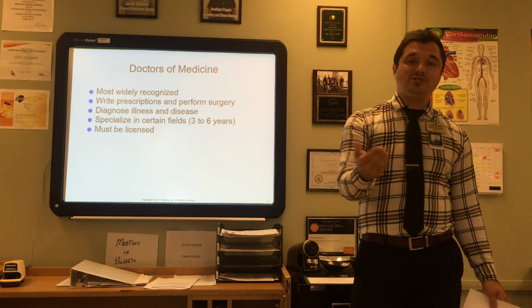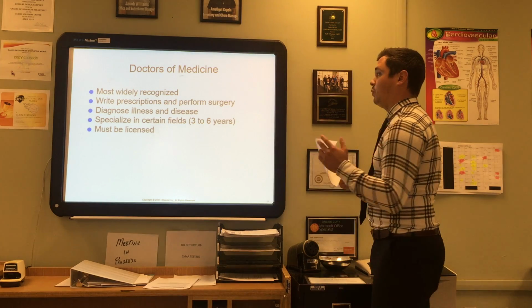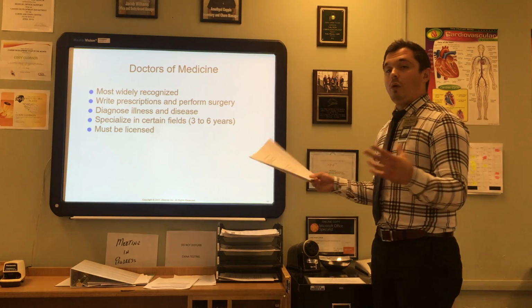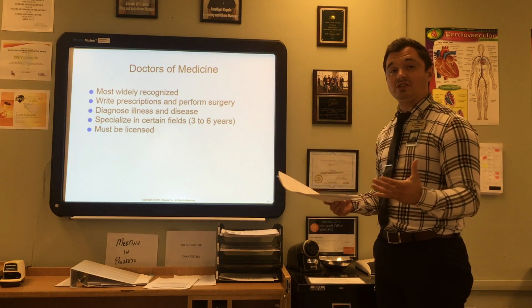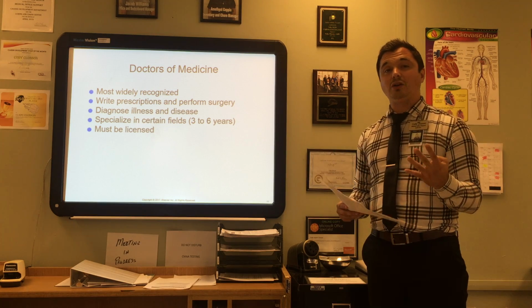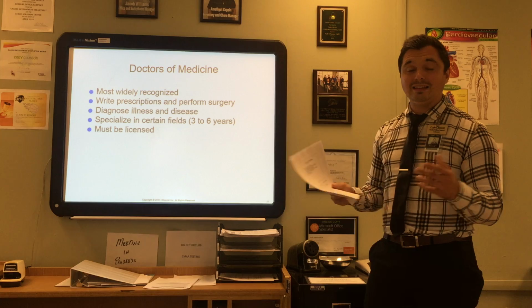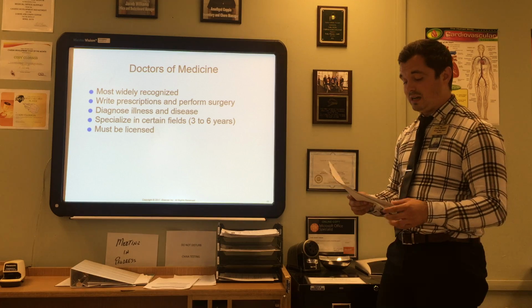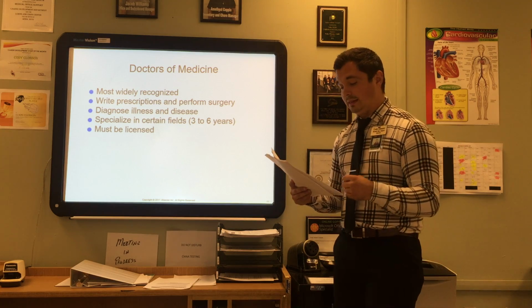Okay, so most generally, the end-all goal is to become a doctor. You know, all little kids dream of being a doctor one day. And it's the most widely recognized, okay? So with a doctor, you're able to write prescriptions, perform surgeries, diagnose illnesses and diseases, but you have to specialize. So to become an MD, it usually takes 4 years of undergraduate training and then 4 years in medical school. And then you can specialize in certain fields to take another 3 or 6 years. So at the shortest, you're looking at 8 years to become a doctor. The longest, you can be looking up to like 14 to become a specialist in a certain type of field. And all doctors must be licensed.